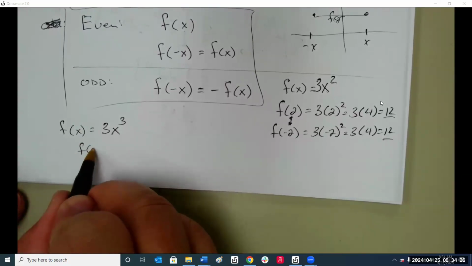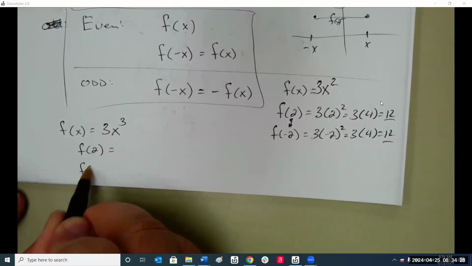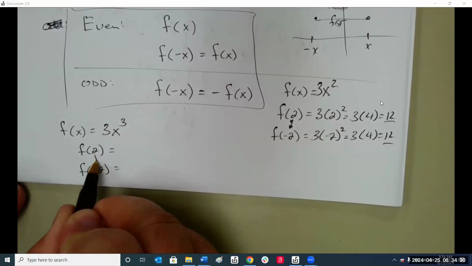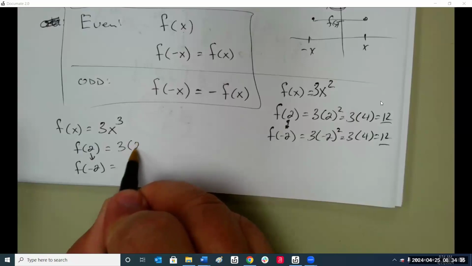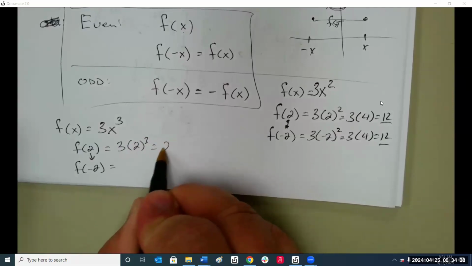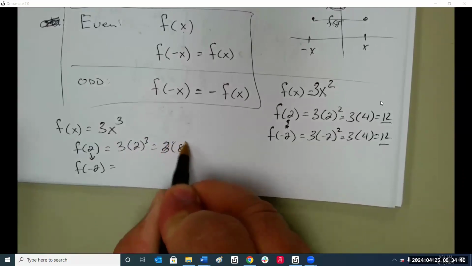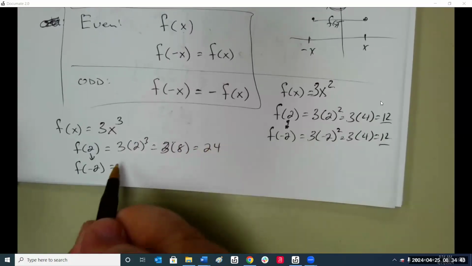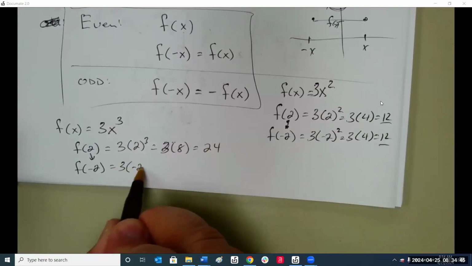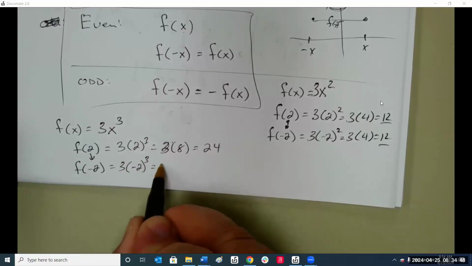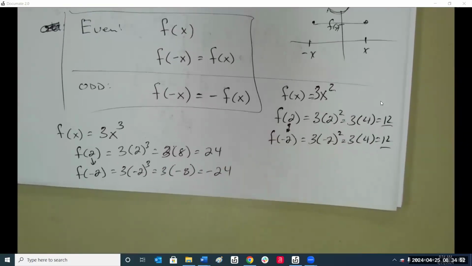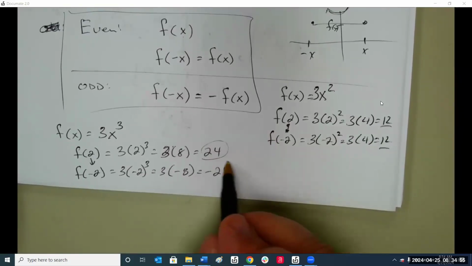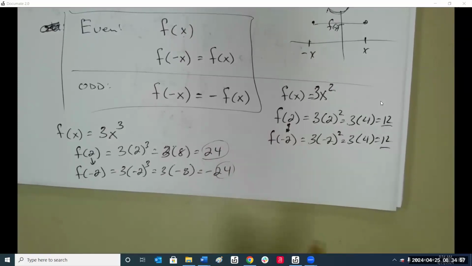Same thing here. So let's try it. Let's plug in 2 and then put in a negative 2. If I change the sign of x, 2 cubed is 8, 3 times 8 is 24. 3 times negative 2 cubed is 3 times negative 8, which is negative 24. I get the same number, except the signs have changed. That's an odd function. That's how you determine if it's odd.